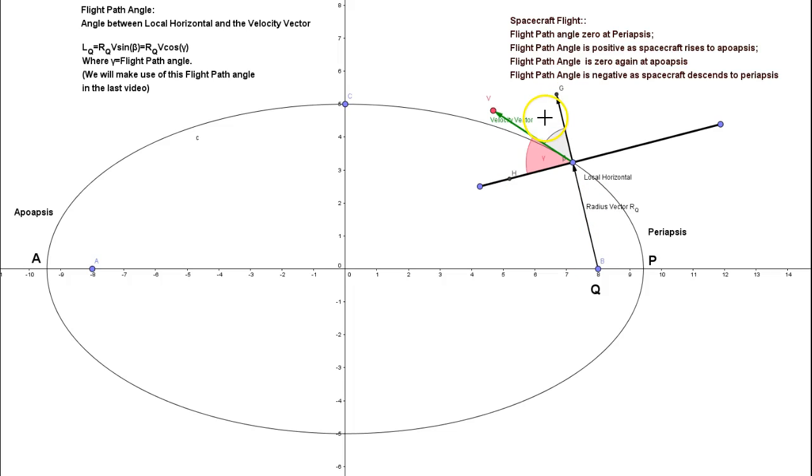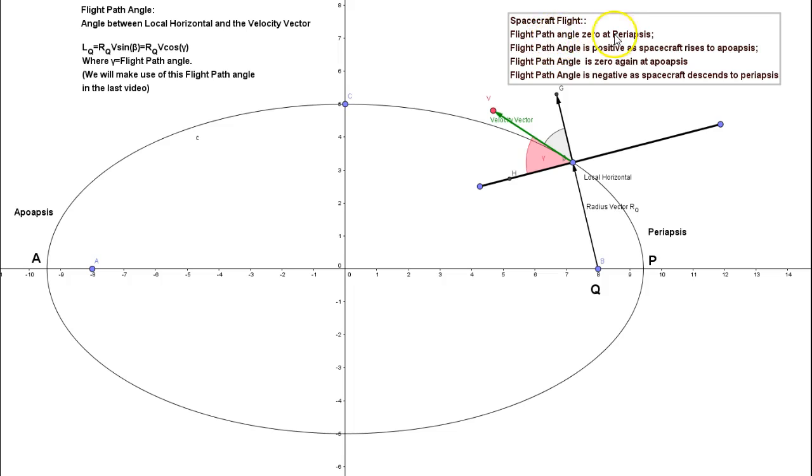Now, this other angle, beta, is the angle between the radius vector and the velocity. That's the angle we use in our angular momentum, which we will call sine beta. Our angular momentum LQ is equal to RQ, the radius vector, times V, the velocity vector, times the sine of beta, the angle between those two. But gamma is equal to the flight path angle. And LQ, our angular momentum, RQ times V times the sine of beta, is also equal to RQ times V times the cosine of the flight path angle. That's true because these two angles are complementary angles. We'll make use of that a little bit later.